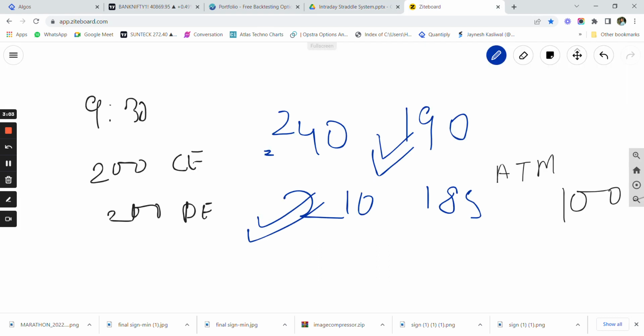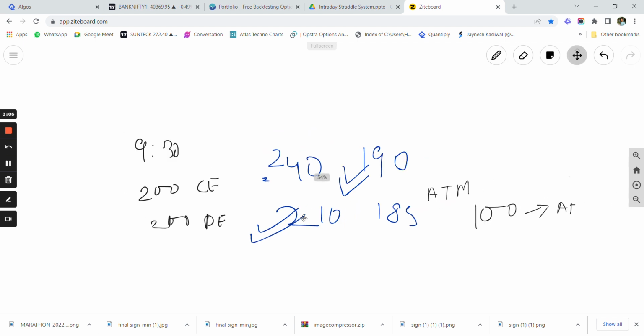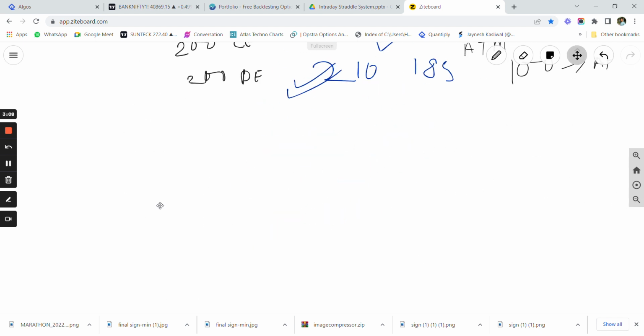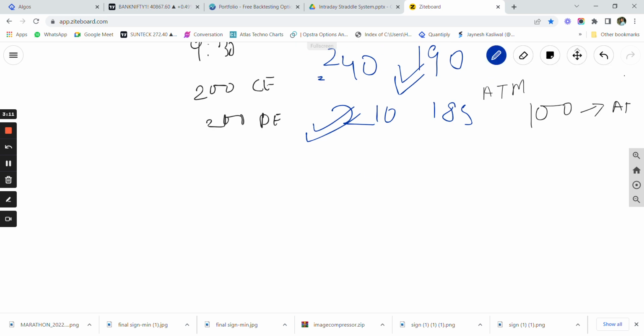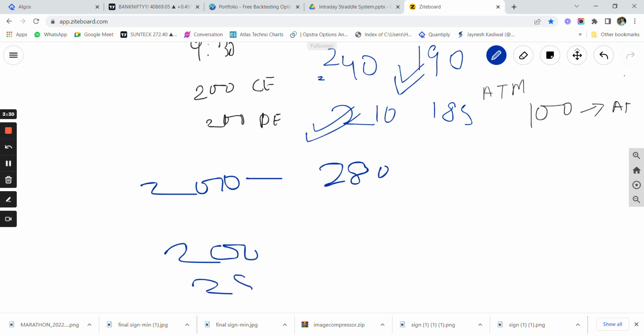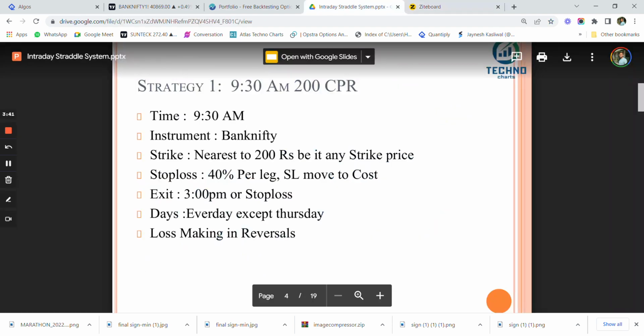Now what does SL move to cost basically mean? Let's say that I'm trading, and my 200 rupees premium is there on each leg, right? If my SL is hit on one leg, we have put around 40% premium, so my stop loss gets hit at 280. The other side premium, which was initially at 200, its stop loss was 280, and that would be moved to cost. So the maximum that I am going to lose is 40% of any side premium. Be it any side, I am going to lose a maximum of 40% on any side of premium.